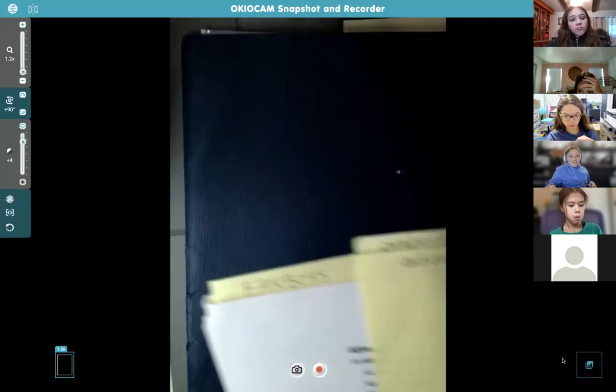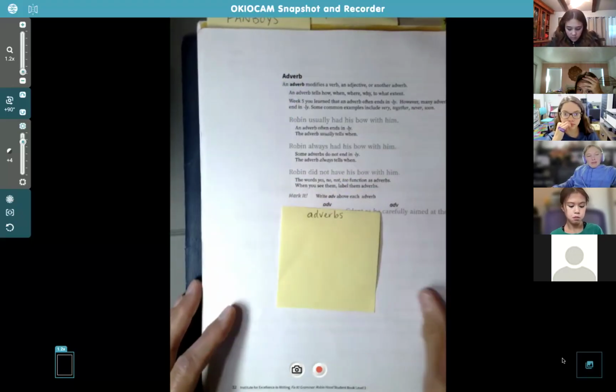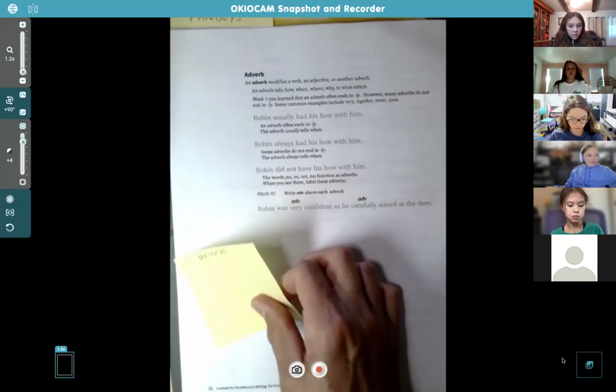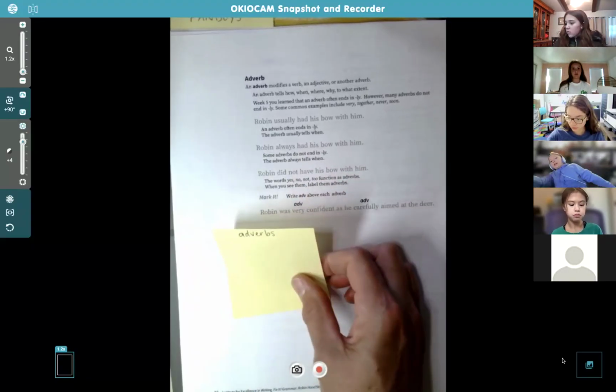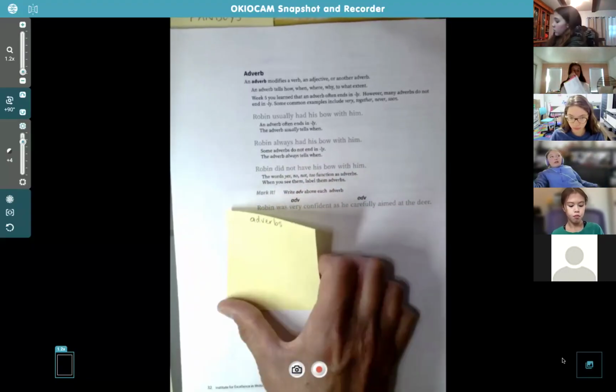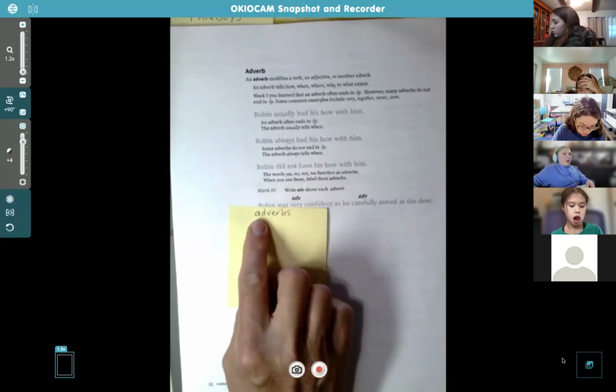On this page, page 32, I do want you to mark this one with a Post-it. This might help you later. Go ahead and get a Post-it if you have one with you. If you don't have one with you, you can do this later. Put your Post-it upside down, the side that's not sticky. I want you to write adverbs.